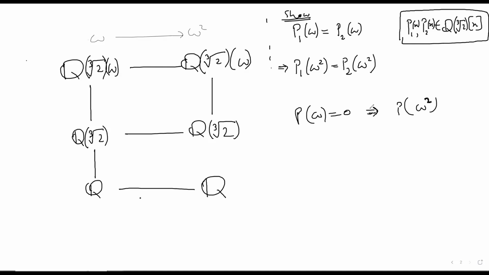Because you just replace p by p1 minus p2. Okay. And now why is this true? Because they have the same irreducible polynomial, right? Yes. So p(omega) equal to 0 implies that x squared plus x plus 1 divides p, correct? And that implies that p(omega squared) equal to 0.